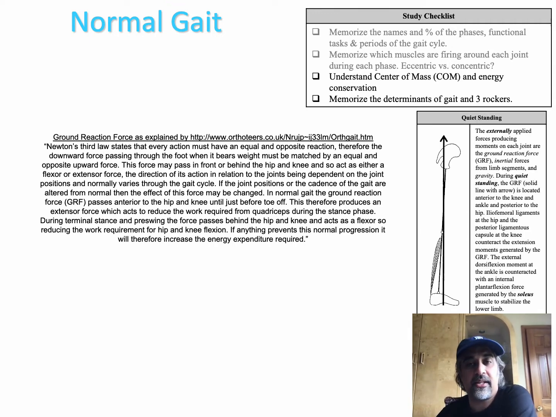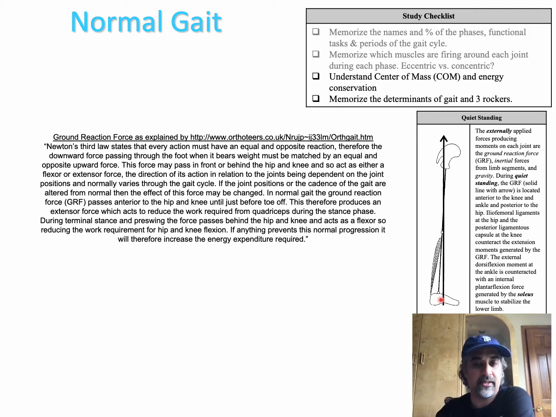Here we see that the ground reaction force location during quiet standing is pretty much through the hip, pretty much through the knee, and in front of the ankle joint. If it's in front of the ankle joint, that means it's going to cause the ankle to dorsiflex. There'll be a dorsiflexion moment on it.